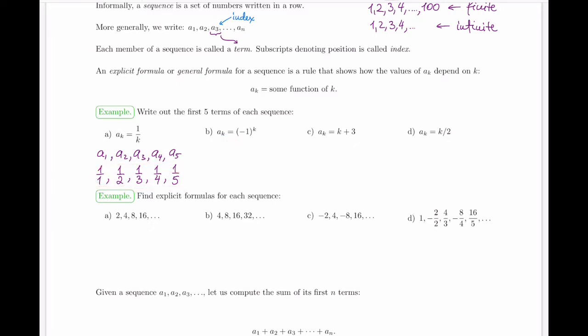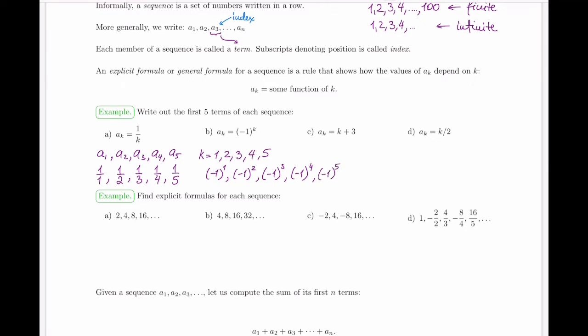Here, let me actually just order them by the values of k. We start at 1, 2, 3, 4, 5. So when k is 1, which means that we're after the first term, A1, I'm going to have -1 to the power 1. When k is 2, I'm going to have -1 to the power 2. When k is 3, -1 to the power 3, and so on.